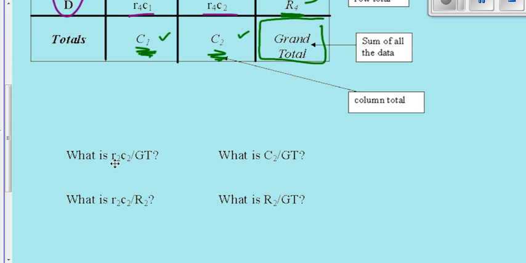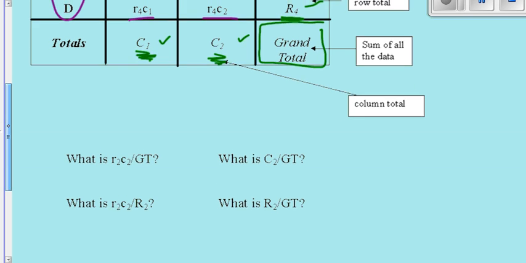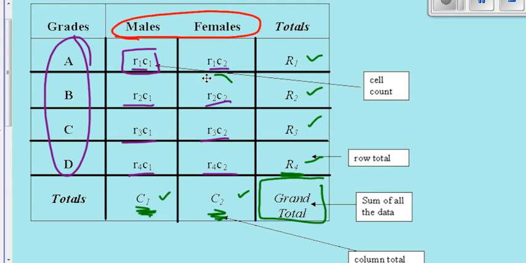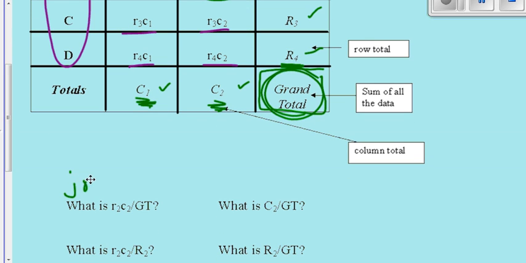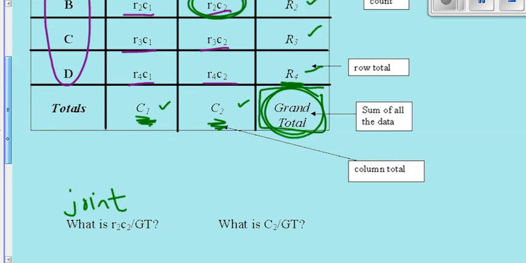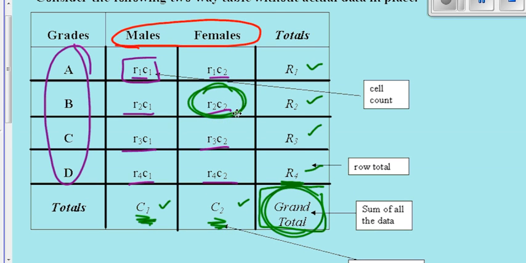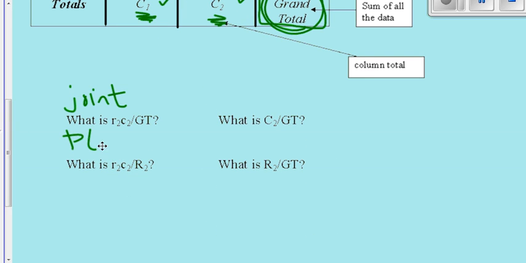If I were to take R2C2, let's see, that's right here, and divide it by the grand total, what am I finding the probability of? Well, since I'm taking a cell divided by a grand total, I know this must be a joint probability, which means it's an "and" kind of question. So I must be finding the probability of being female and getting a B. So probability of female and B.